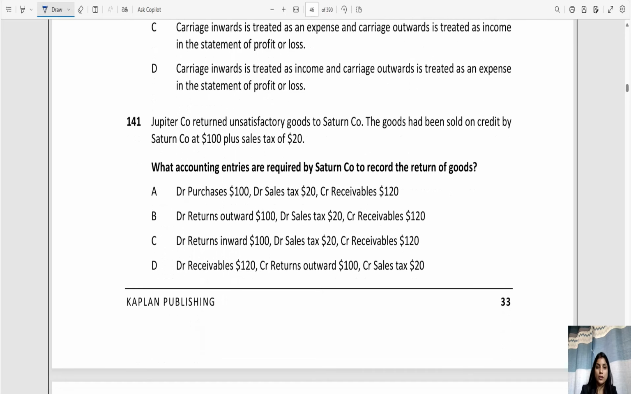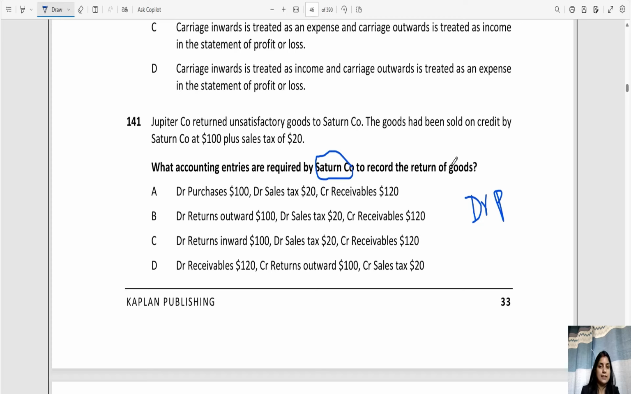Question number 141. Jupiter Company returned unsatisfactory goods to Saturn Company, and the goods had been sold on credit by Saturn at 100 plus sales tax of 20. What accounting entry is required by Saturn Company to record the return of the goods? At the time of purchase, Jupiter Company might have recorded that they purchased the goods, so they debited the purchases, and as they paid the tax, okay, the question is asking from the point of view of Saturn Company. This also needs to be considered.